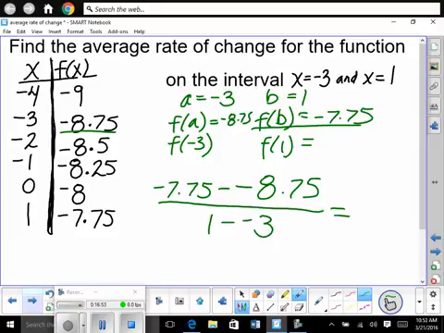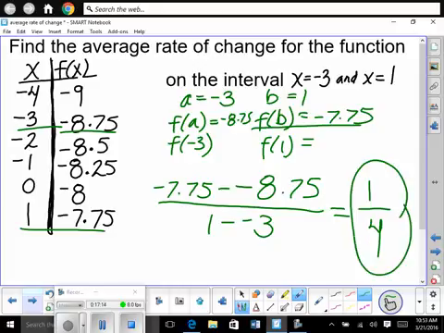So then we would quickly calculate that. On top we get 1, and on bottom we get 4, so 1/4. Our average rate of change from here to here on that interval was 1/4. Does that make sense, everybody? Questions? So you're all good.